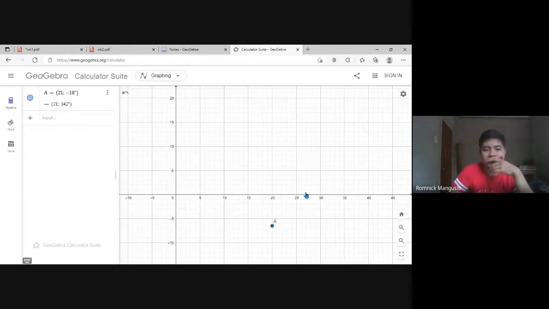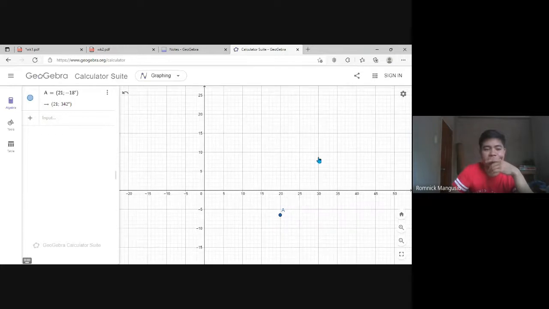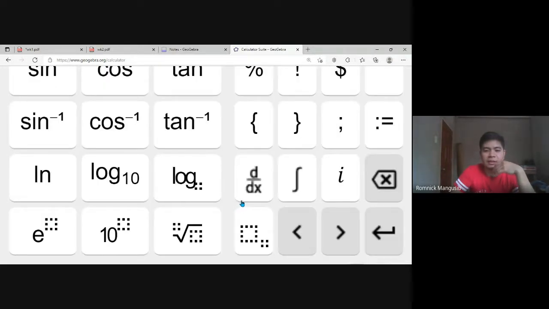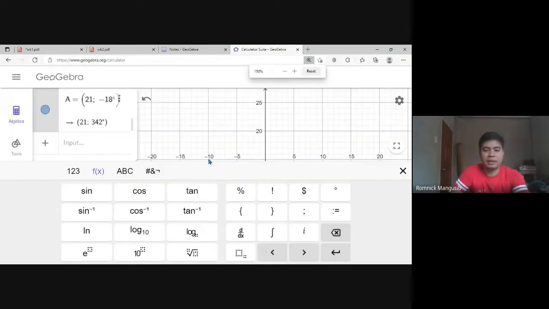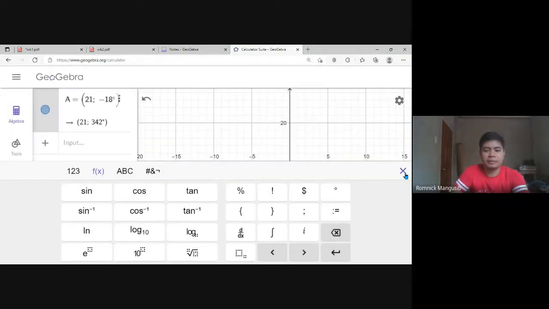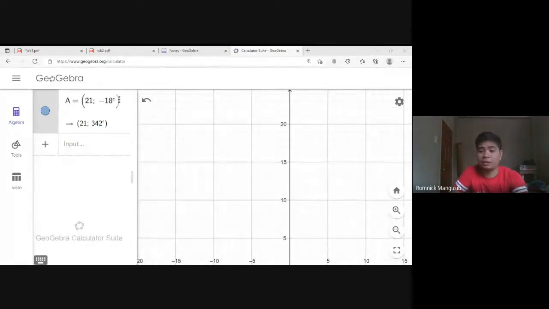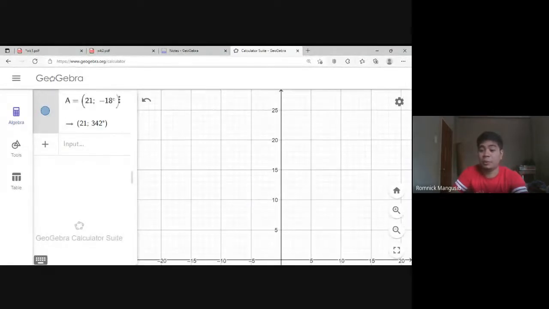Okay, so I need to place a degree symbol kasi yun ang nare-recognize niya. Nakikita nyo dito sa screen ko na you have 21 and then negative 80 degrees. Tapos nagpakita yung isa na 21 tapos 342 degrees. Itong 342 degrees is ang kanyang coterminal angle. So yun na yung indication, class, GeoGebra can also understand coterminal angles, the way we expect, the way we do.